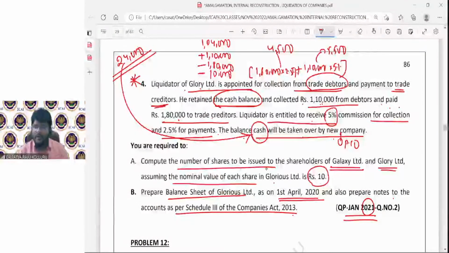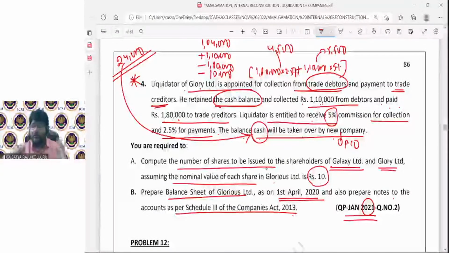Now, my first question is, in the exam problem, is the method of amalgamation clearly mentioned? It is not mentioned. Then what should you check? Whether we are able to decide the method of amalgamation without any ambiguity. Yes, we can decide, because the purchasing company has not taken over some of the assets and liabilities of the selling company. If all the assets and liabilities are not taken over, then you can straight away decide it is amalgamation in the nature of purchase. That's why there is no need to take an assumption here. You can directly go with amalgamation in the nature of purchase.